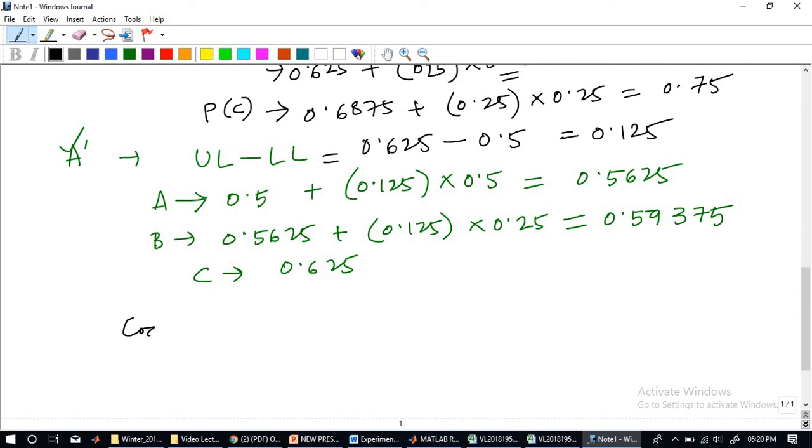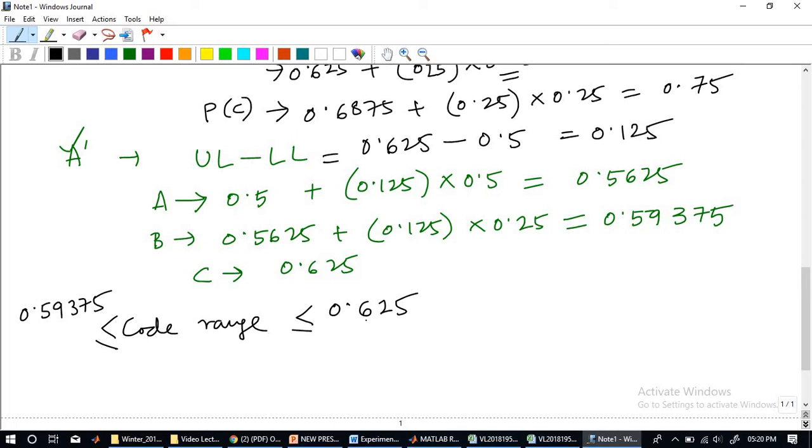The code value or the code range can be anything between 0.59375 to 0.625. It can be any value.